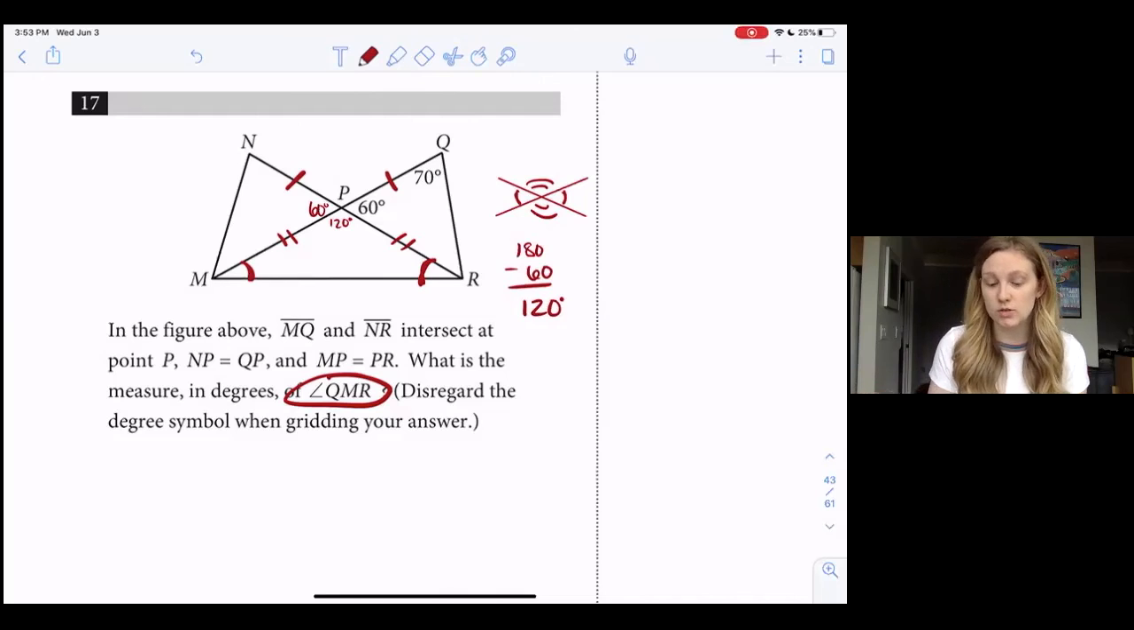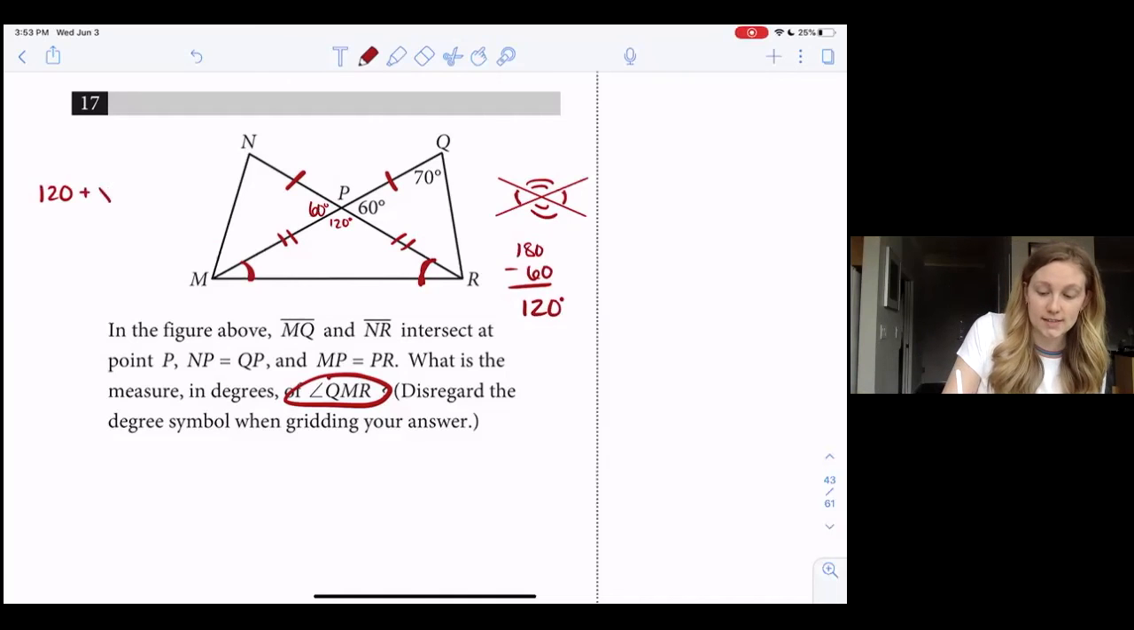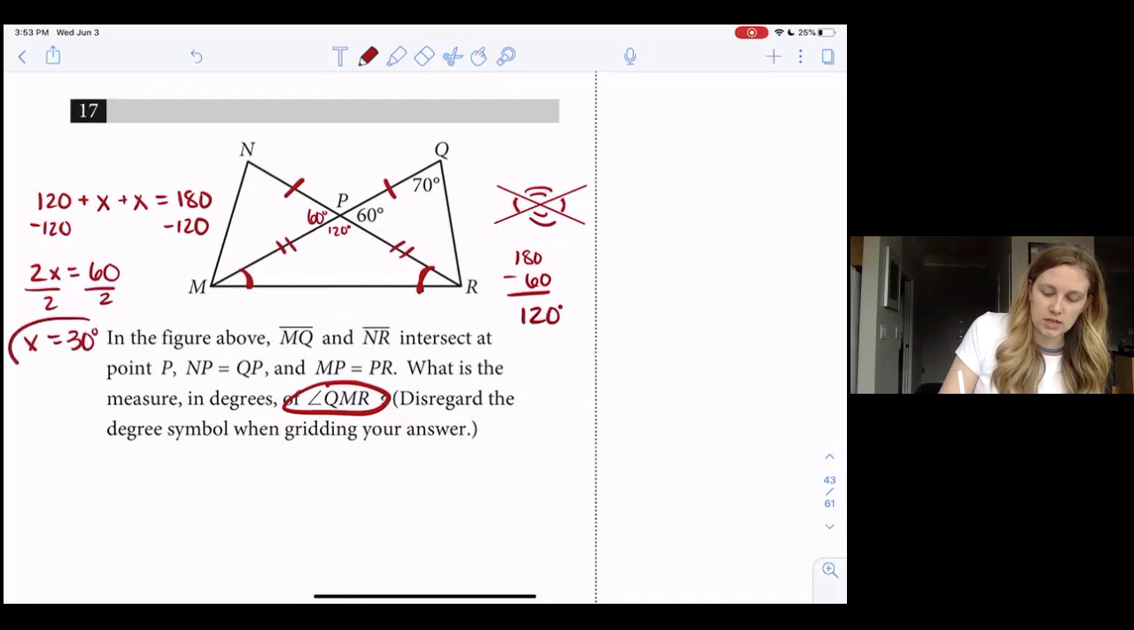So now I can use the fact that all the angles in a triangle equal 180, so I can do 120 plus x plus x equals 180. I'm just going to call these angles x, and since I know they're equal, I can use the same variable for both of them. Okay, we'll subtract 120, and then x plus x is 2x equals 60, and then I divide by 2, and I get x equals 30 degrees.